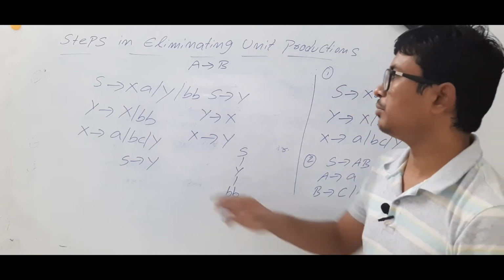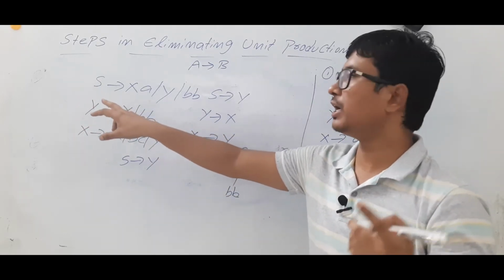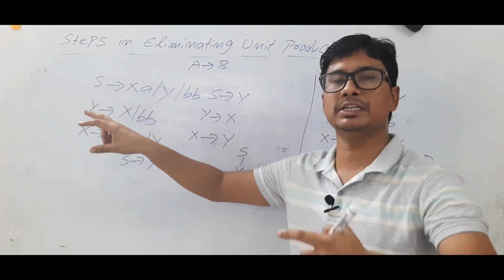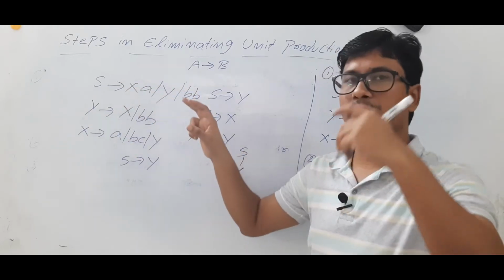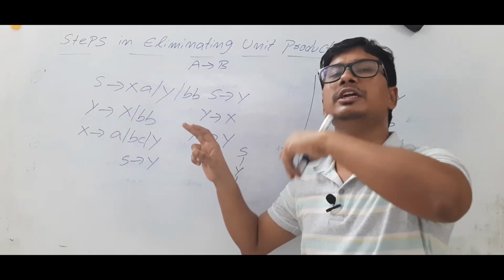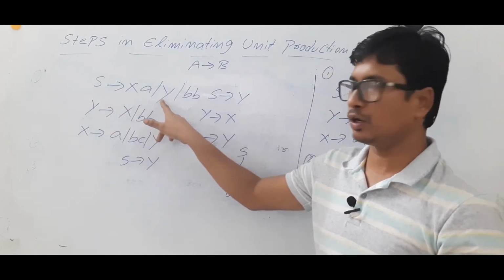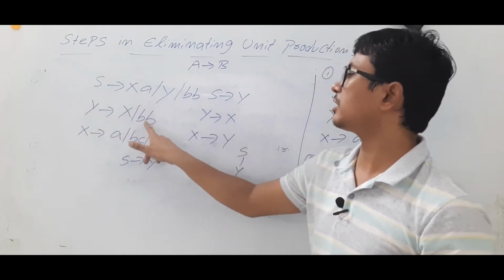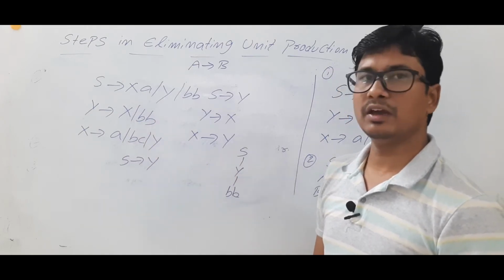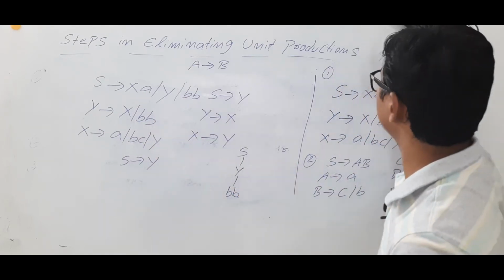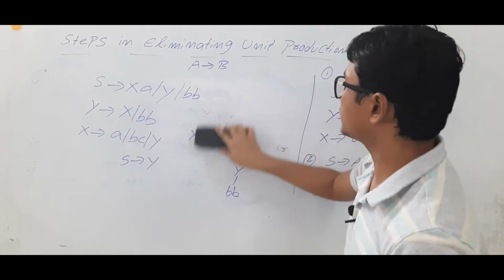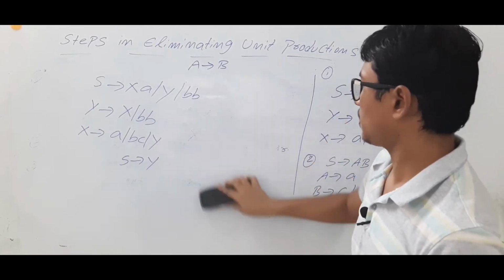Because if I am removing it, that is what step 1 says: whenever you want to remove A determines B, add A determines X whenever B determines X is there in the grammar. So that's why, for S determines Y that I want to remove, Y determines BB is there. Are you able to understand? So add the BB. Now it is not completed. If you see that, please listen.